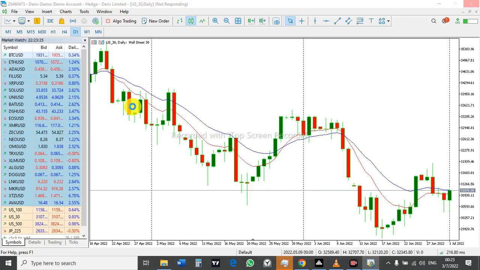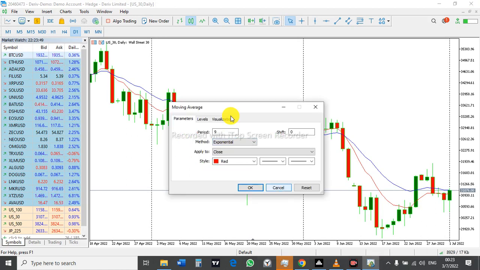9, and then the other one will be period 18, the settings. Okay, if you don't use those settings, you won't get the exact reading. So you should make sure that the method is exponential and not simple. And then also the other one will now be period 18.